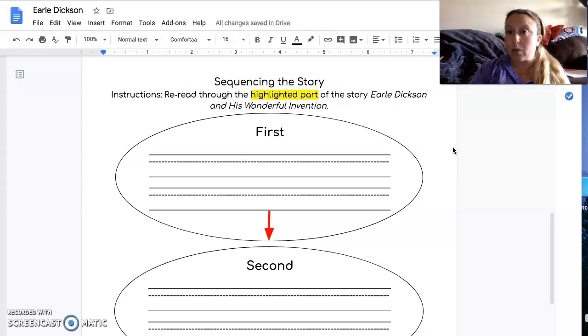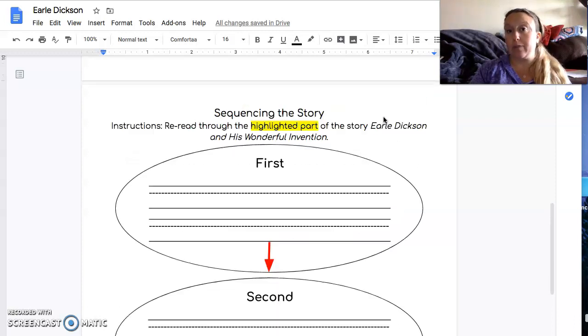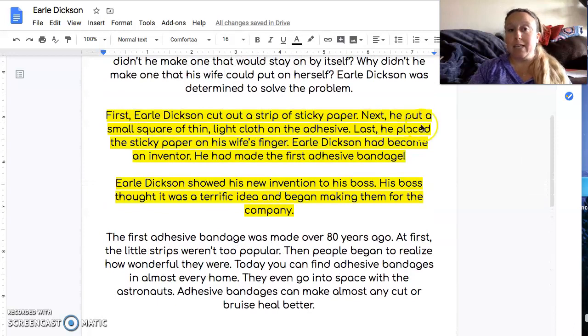To sequence the story means to put the situation, or to put the story, in order. Sometimes when we sequence, we do the entire thing. But in this case, we only want to sequence the highlighted part of the story, Earle Dickson and His Wonderful Invention.